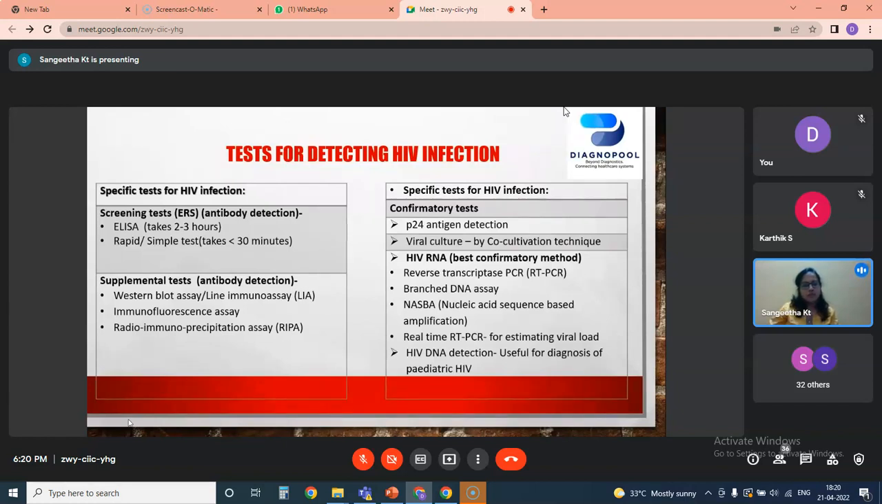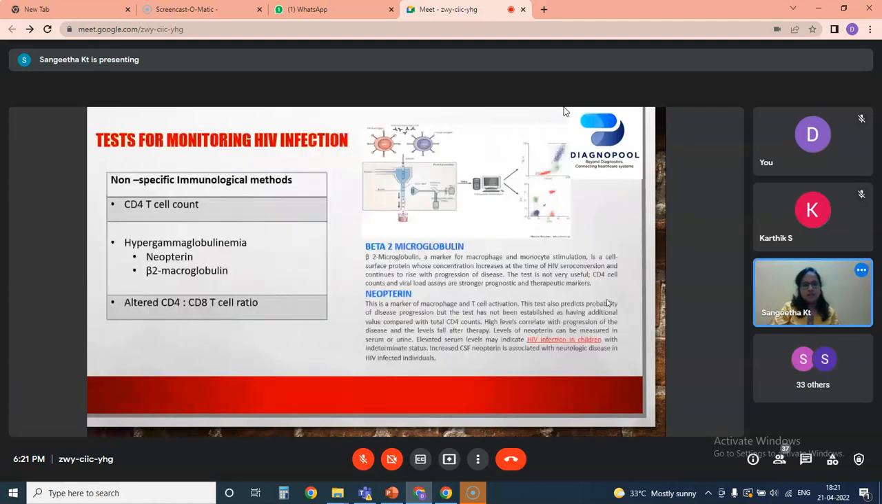Then next, coming to the supplemental test or the confirmatory test, we have Western blot, line immunoassays, immunofluorescence assays. Specific tests for HIV infection, that is a confirmatory test, mainly the P24 antigen detection. We have viral culture, HIV RNA test, that is the best confirmatory method, various RNA detection methods we have, and HIV DNA detection, which is mainly useful for diagnosis of pediatric HIV.